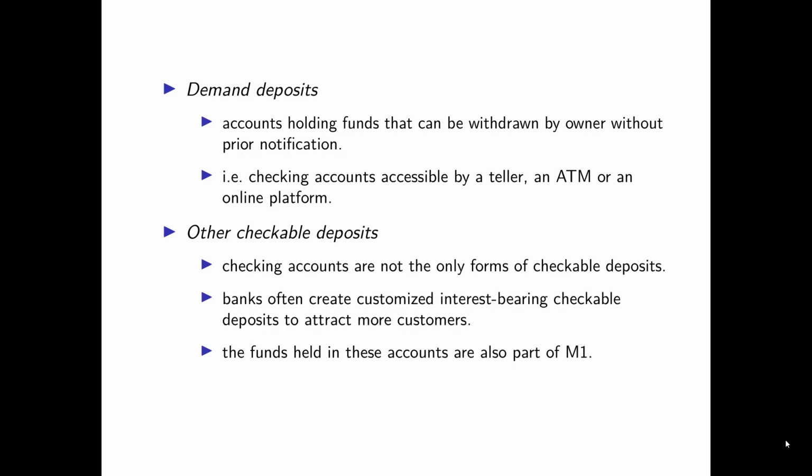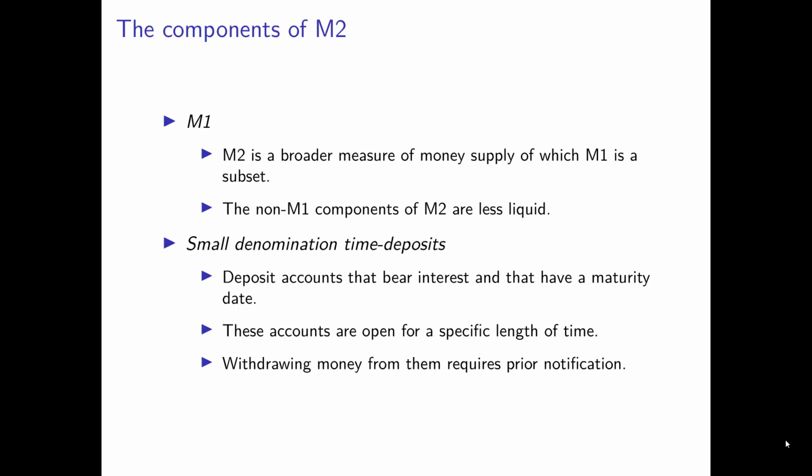So these are the three components of M1: currency, demand deposits, and other checkable deposits. When you sum all these three up, the amount that you get is the money supply, especially the M1 measure of money supply. Now, some of you may ask, well, I know a few forms of money which are not included here. Why are they not included in the money supply? Well, these are definitely included in the M2 measure of money supply.